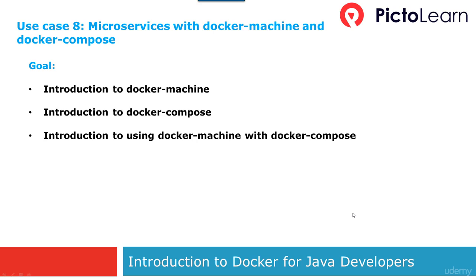Now let's take a look at use case number 8. We're going to try to see how we can build microservices using Docker Machine and Docker Compose. So the goal of this use case would be to cover or introduce you to something called Docker Machine, Docker Compose, and then using Docker Machine with Docker Compose for microservices.